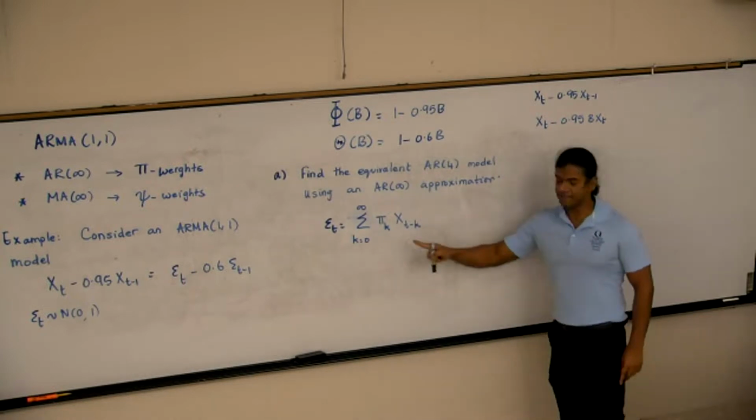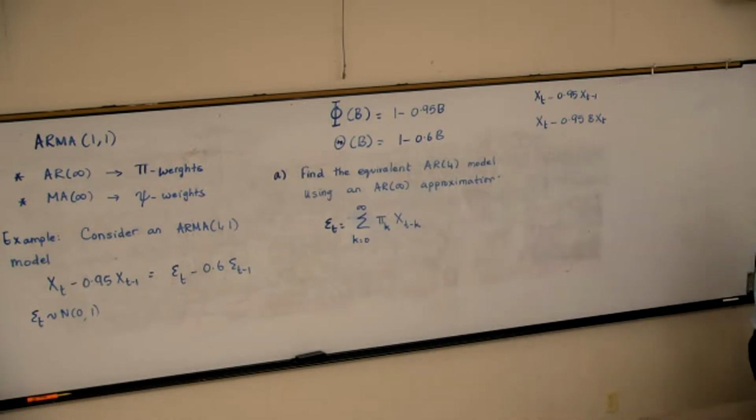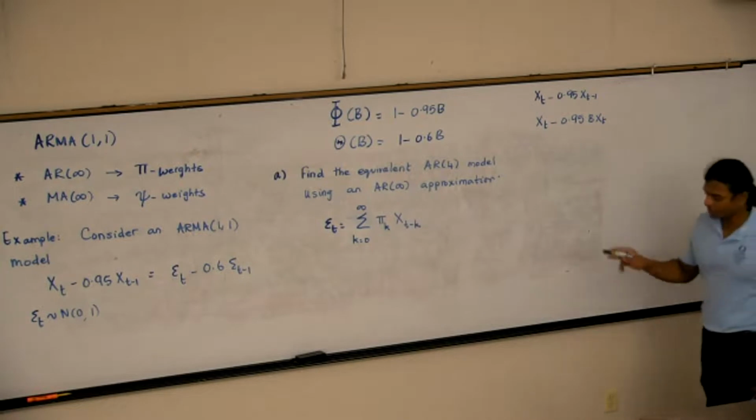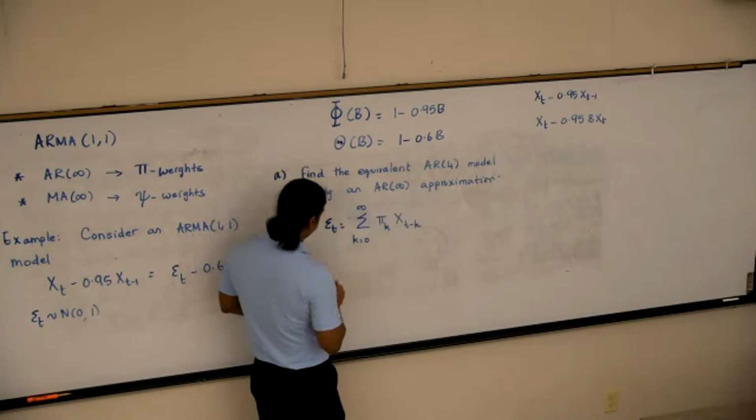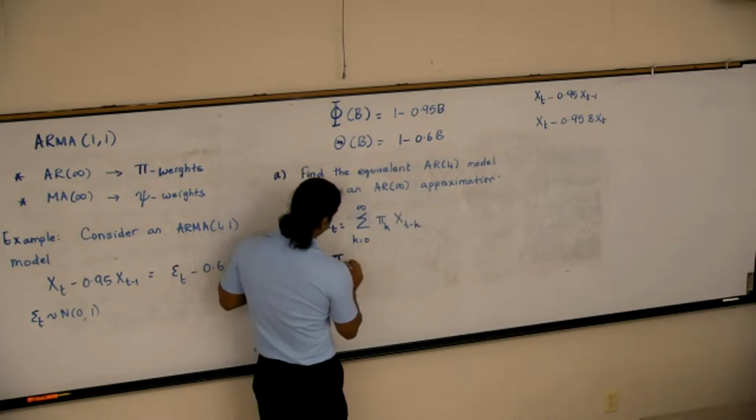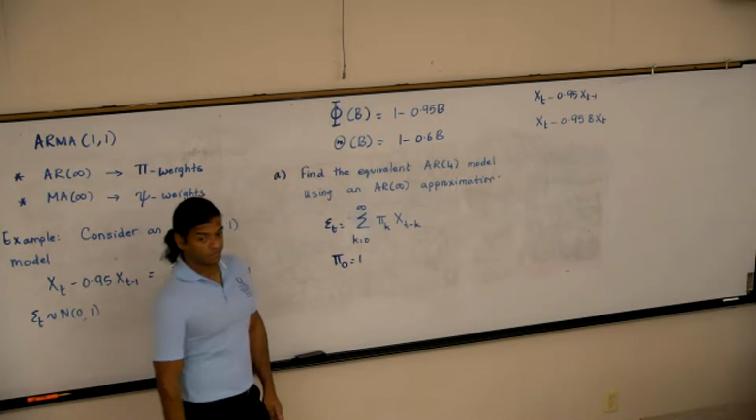So that is our expression for AR infinity. And we know that the expression for pi 0, or pi naught, is always 1.